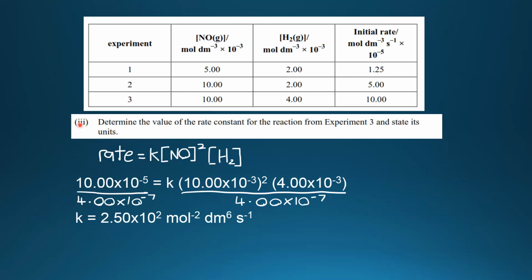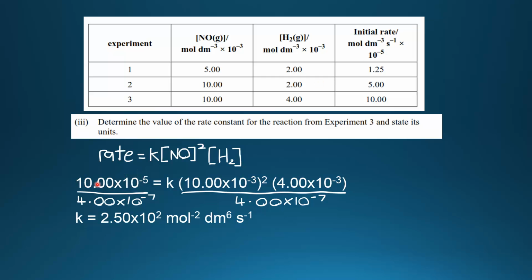Okay, so now on to part 3: determine the value of the rate constant for the reaction from experiment 3 and state its units. So I've written the rate expression here and I'm going to substitute in the values. You have to be a little bit careful because it's 10.00 times 10 to the negative 3, so always check for the units at the top. Okay, so the initial rate is 10.00 times 10 to the negative 5. So that's why I have it here.